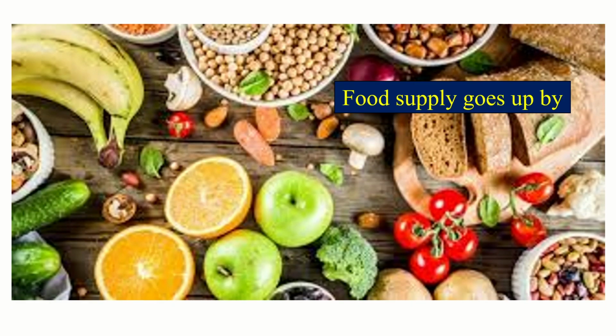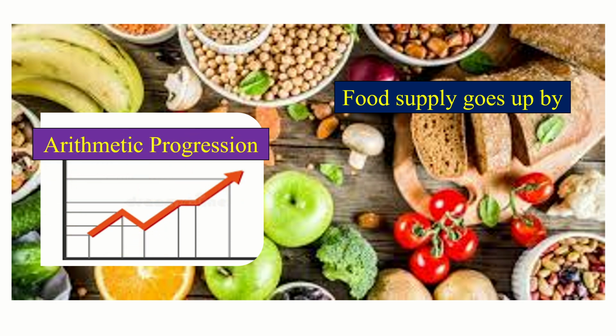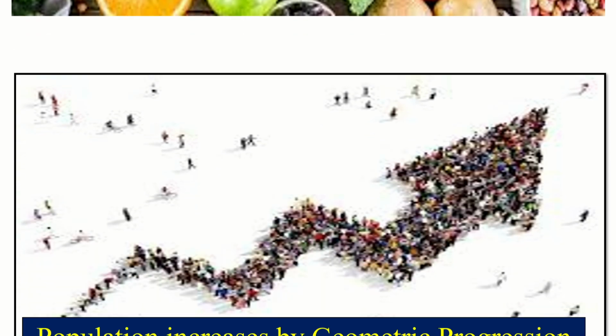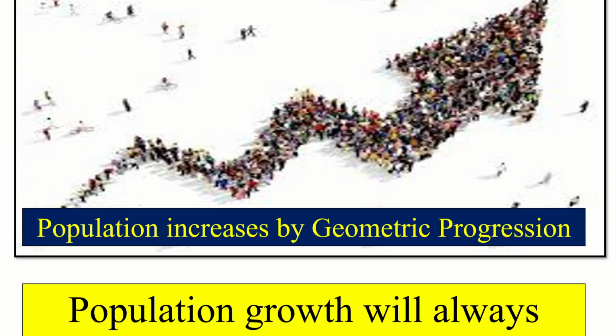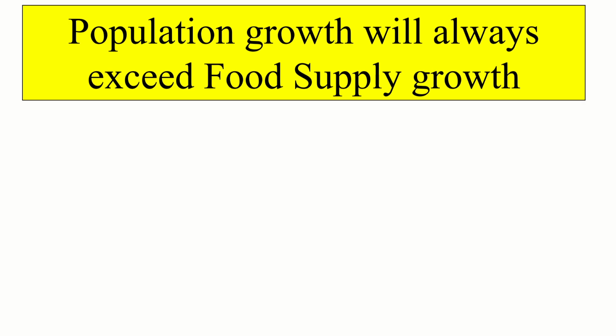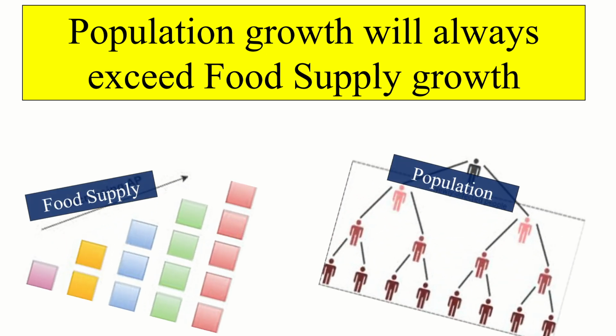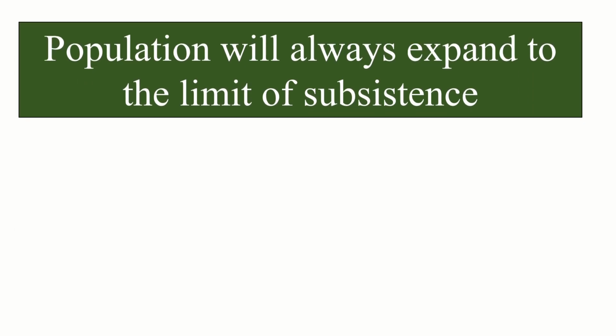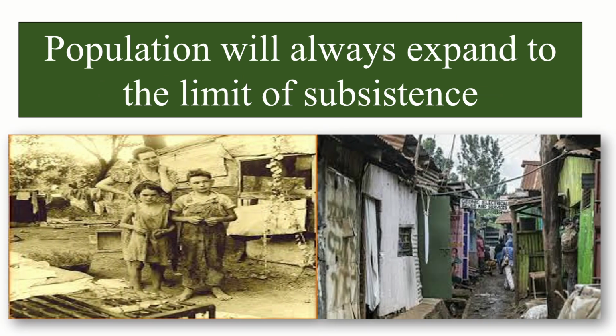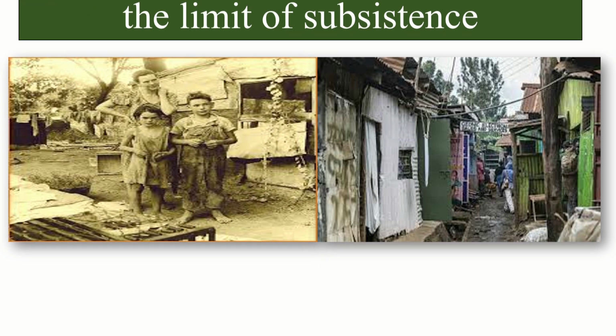According to Malthus, food supply goes up by arithmetic progression, whereas population increases by geometric progression. That is the reason population growth will always exceed food supply growth. Population will always expand to the limit of subsistence with extremely low living standards.